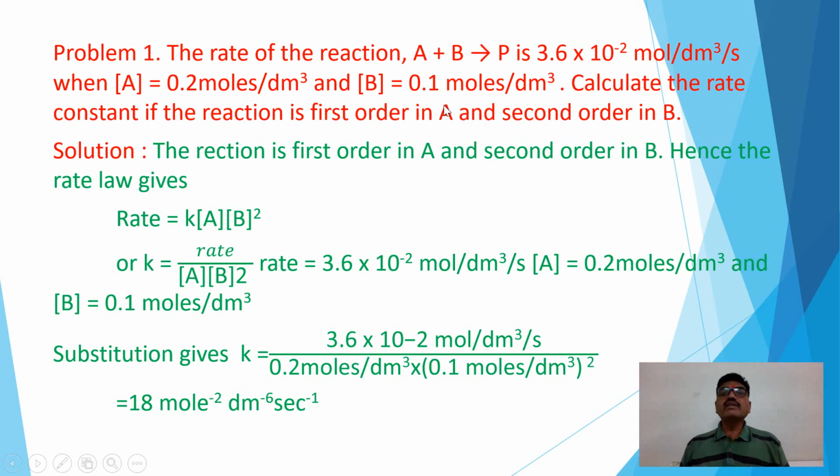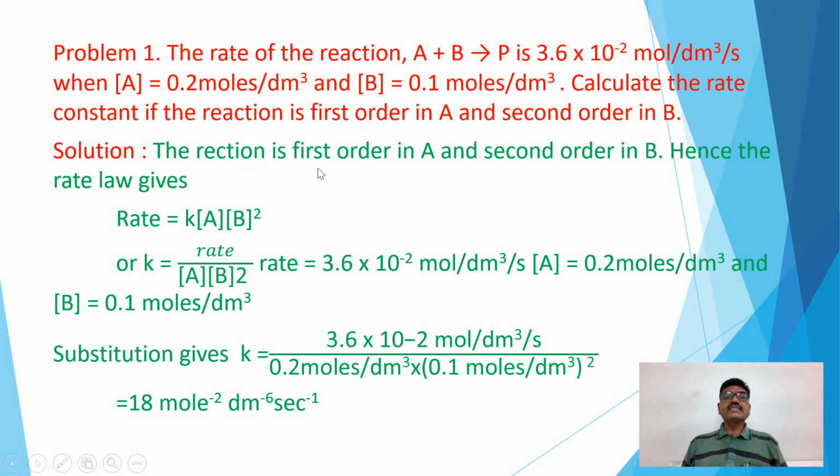So what we have to calculate in this reaction? We have to calculate the rate constant, that is K. And what is given? Look how to solve this. The rate of this reaction is given. Furthermore, the molar concentration of A is given, and the molar concentration of B is given. See here how to determine the rate.